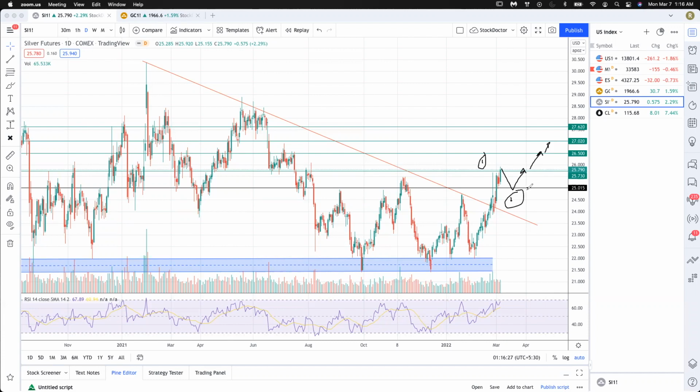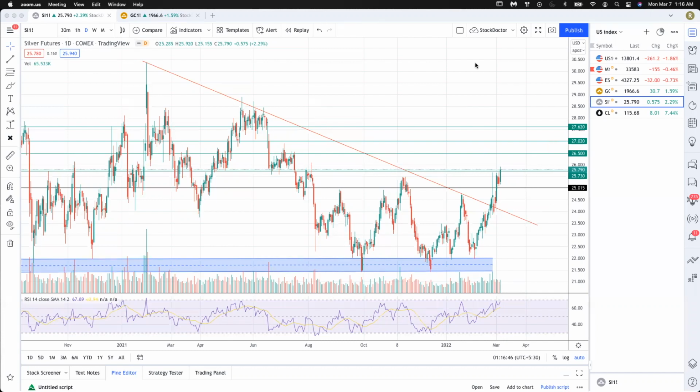Now if it starts trading below 25, then it can come back to the point where it actually started its rally, that is 24.50. So 24.50 is the ultimate support for silver. If it starts trading below that, then it can give more downside.